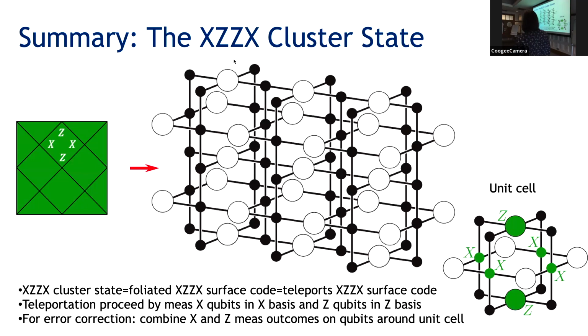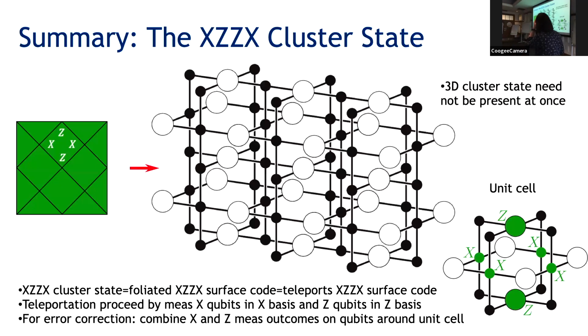The teleportation and error correction proceeds by measuring the X-type qubits in the X basis and Z-type qubits in the Z basis. For error correction, you can look at each unit cell of this crystal structure that we have. So for error correction, you will combine the X measurement results of the X-type qubits on the faces and the Z measurement results of the Z-type qubits on the top and the bottom face of the unit cell. You have to add all of that together. If there's no errors, this cell stabilizer should be 0. If there's an error, it should add up to 1.